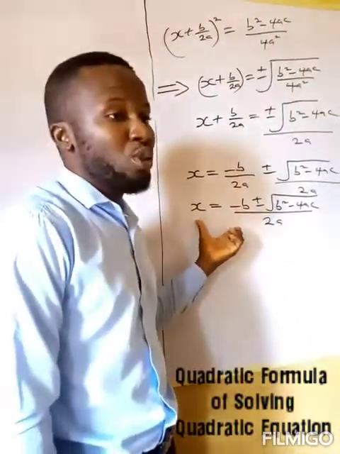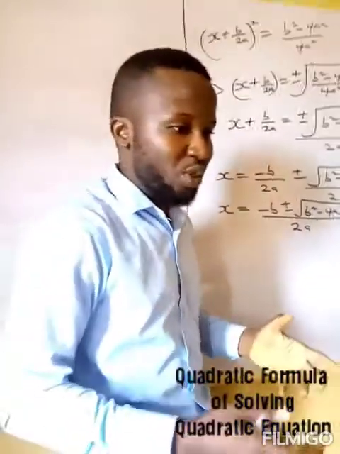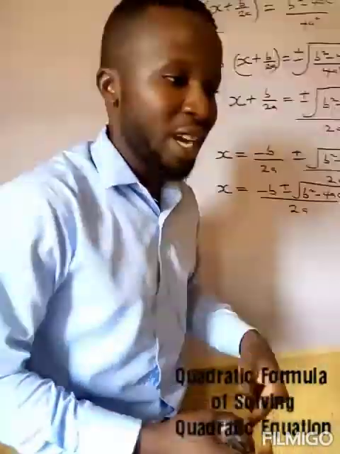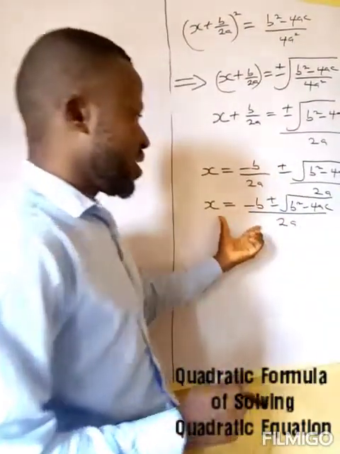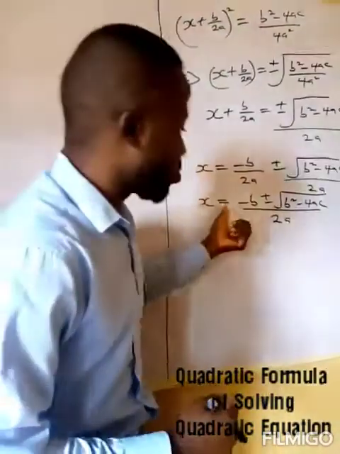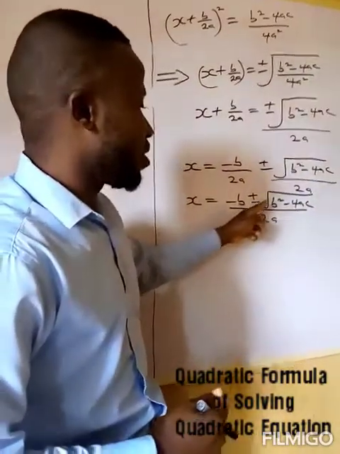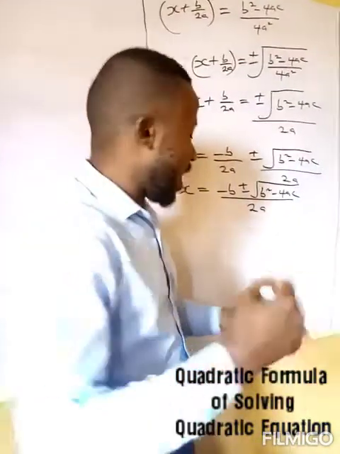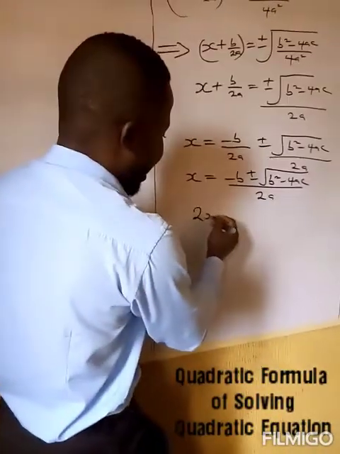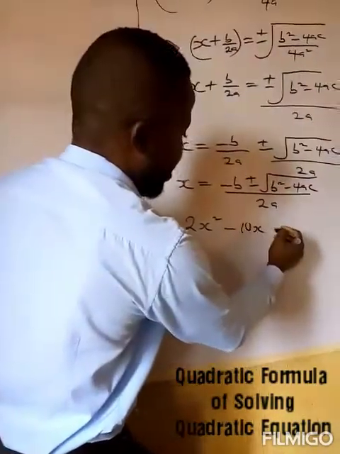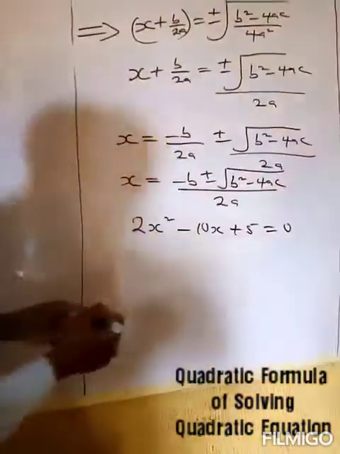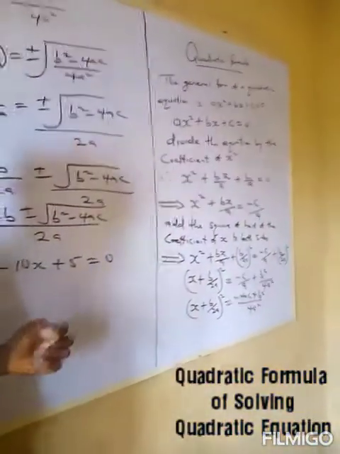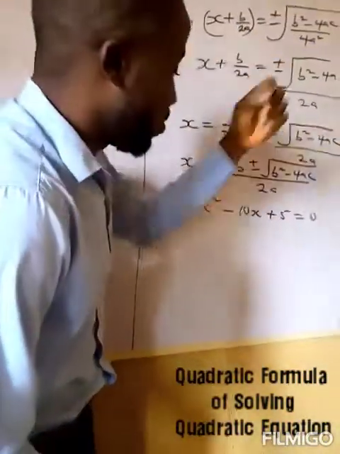We can also use this method to solve a quadratic equation, or at times a question might say that you should use the quadratic formula in solving a quadratic equation. This is the quadratic formula, which says s equals minus b plus or minus root b squared minus 4ac all over 2a. Example, if we are having 2s squared minus 10s plus 5 equals 0, you can see that this equation looks like this equation. What are we going to do if we are to use the quadratic formula?